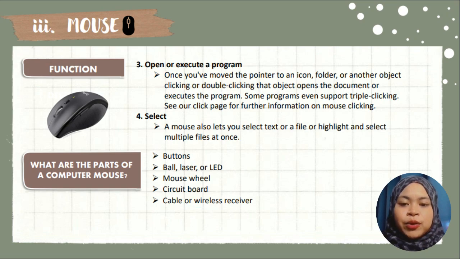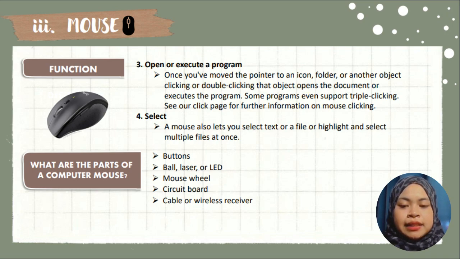Thirdly, open or execute a program. Once you move the pointer to an icon, folder, or another object, clicking or double-clicking that object opens the document or executes the program. Some programs even support triple clicking. See our click page for further information on mouse clicking.